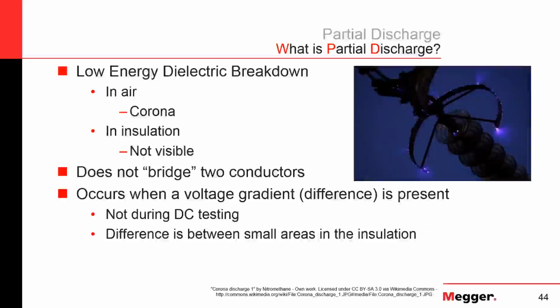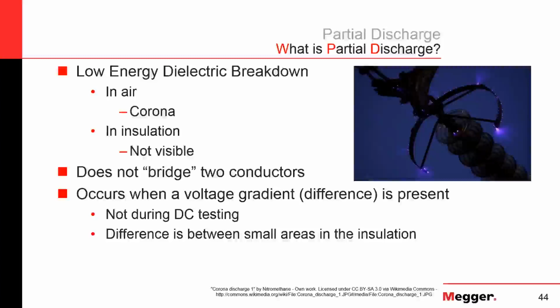So what is partial discharge? It's a low energy dielectric breakdown. In air, you know it as corona, but in insulation, you can't see it because it's not visible, but it's very much a similar phenomenon. It's an ionization of air that breaks down the voltage stress of the air or the void, but doesn't actually bridge 2 conductors. So it partially discharges between those 2 conductors.